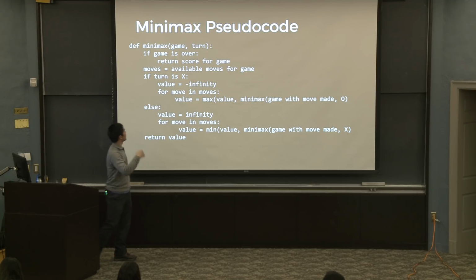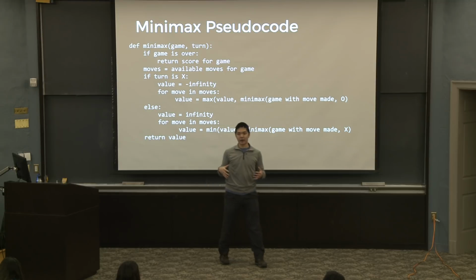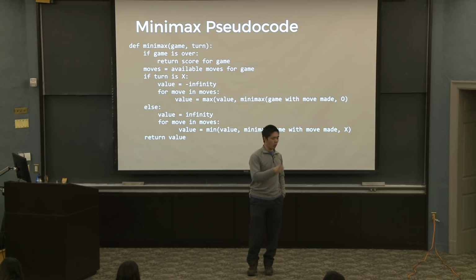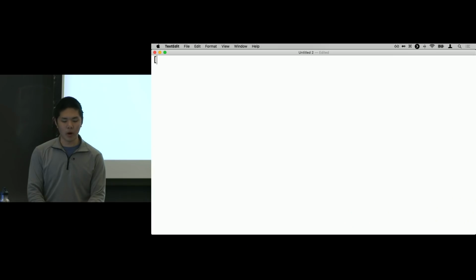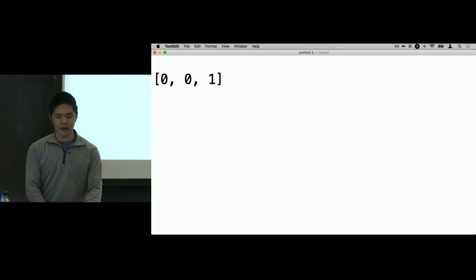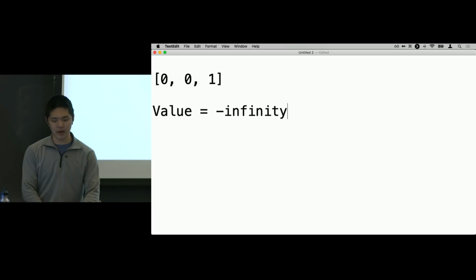Yeah, so the idea here is that if I am the X player and I'm trying to maximize the score, I care about which of my possible moves is going to maximize my score. So imagine for a moment, I'll just open up a text editor. If I have 3 possible moves, one of which leads me to a score of 0, one of which leads me to a score of 0, and one of which leads me to a score of 1, and I start off with a value of negative infinity, the first thing I'm going to do is consider the first move, the move that has a score of 0.